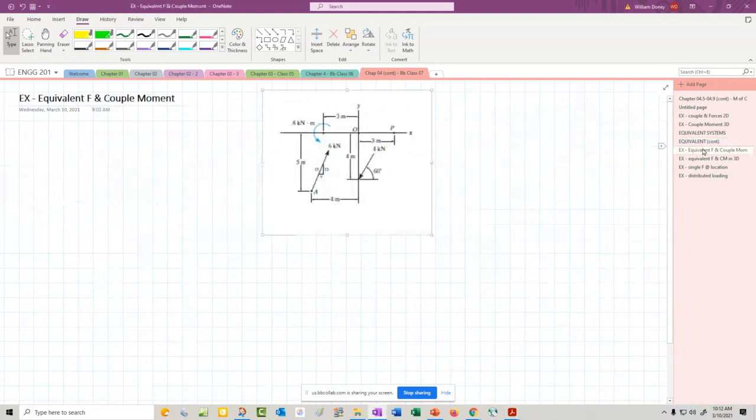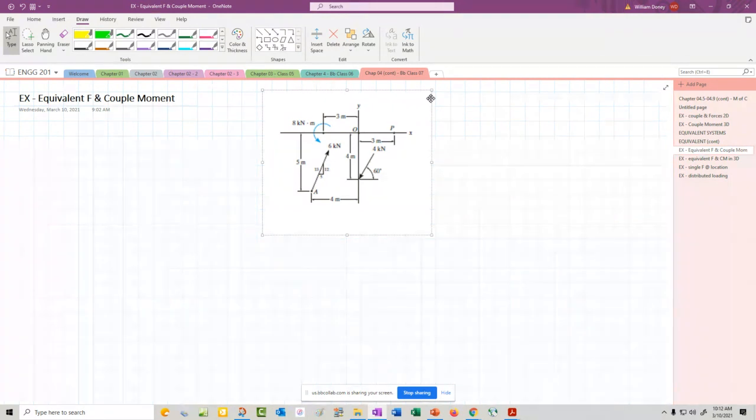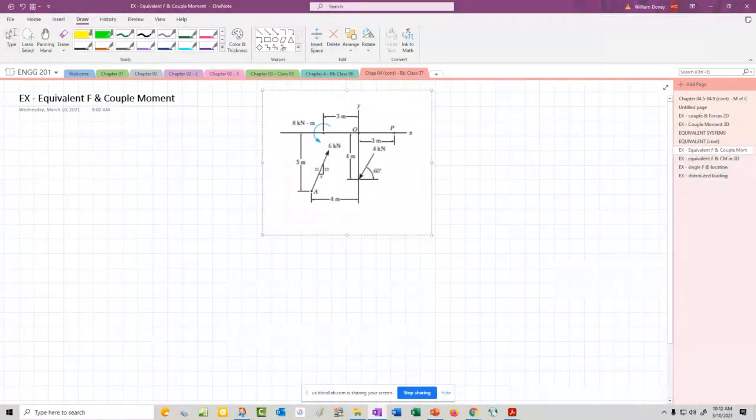So let's do a quick, maybe not so quick, problem on equivalent systems. Now this is a 2D problem, which are always easier. And we're told to replace the force and couple system. All right, there's two forces there, and I see a couple moment, that's the 8. By an equivalent force, that means a single force and couple moment at point O. So we need to find a resultant force and couple moment at the origin.